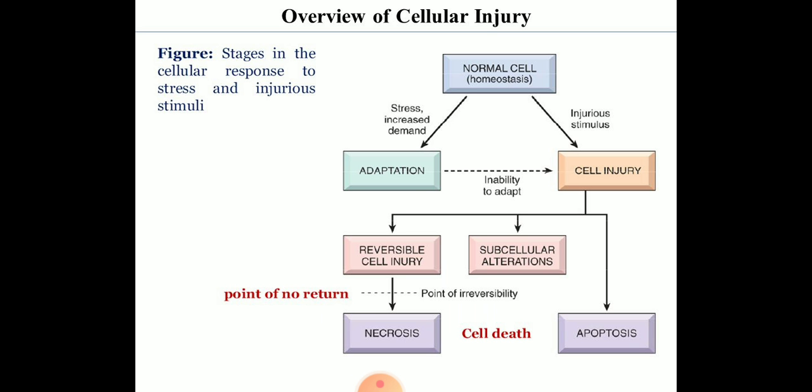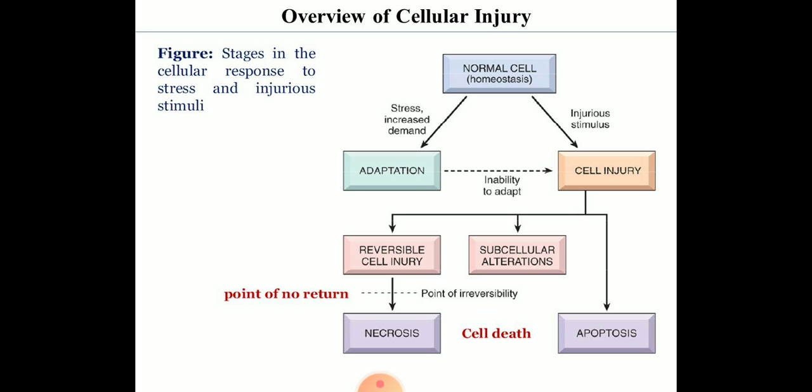Before we understand necrosis, let us first understand cell death. As we have previously discussed, cells normally remain in a steady state called homeostasis. But whenever the cell is exposed to stress or increased demand, it tries to meet the demand by undergoing adaptation. If the limits of the adaptive response are exceeded, or if the cells are exposed to injurious agents, a sequence of events follows that is termed cell injury.